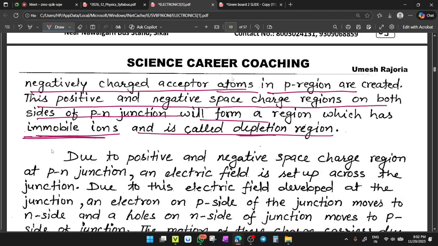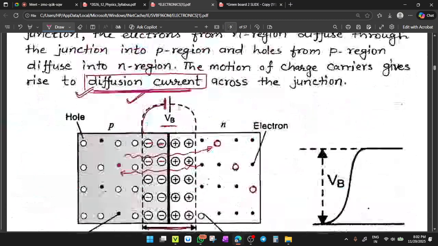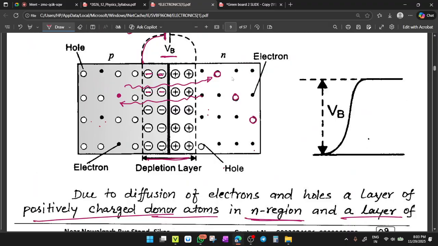Empty from what? Empty from mobile charges. There are only the immobile charges. See here, no mobile charges are there. They are immobile. There is no hole, there is no electron. Only these core atom ions are present. So this layer is called the depletion layer. The layer is free from electrons and holes. That's why this layer is called the depletion layer. Clear?